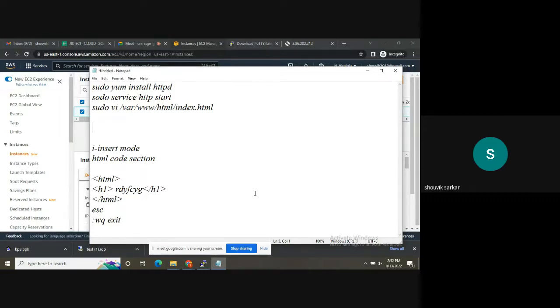But here is a question: if we write a different name instead of index, then it will not work. What do you think? If we do not name our HTML file index, and particularly the use case of why we write index here, does anyone have an idea why we write index here?